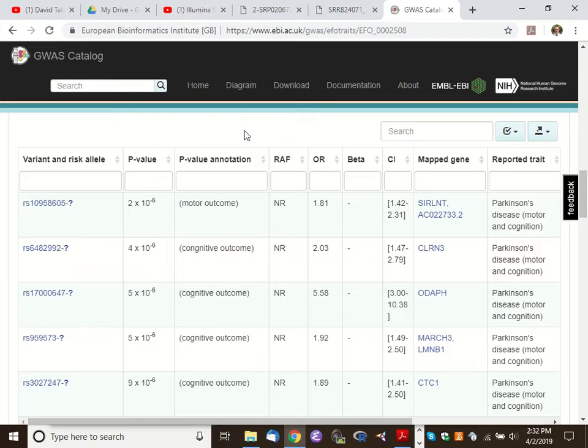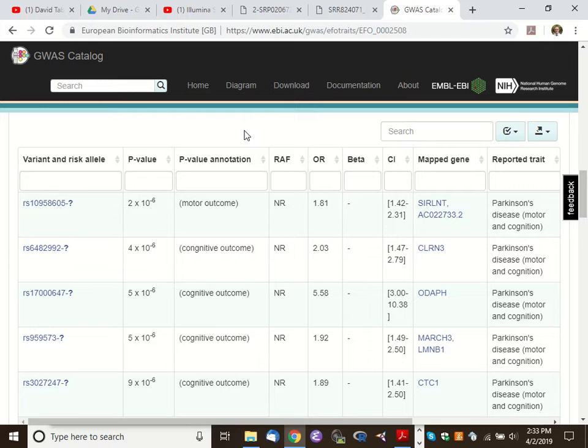This is a SNP. When you see an RS, that's frequently something you could go look up in dbSNP or something. All right, we have a p-value. Is this a random association? Their statistical test says this is 2 in 1,000,000. Then their p-value annotation, motor outcome, RAF number, OR.